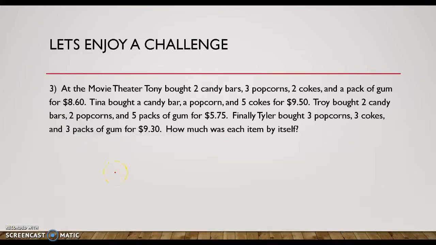So it says that Tony bought 2. I'm going to let the candy bars be X, the popcorn be Y, the Cokes be Z, and packs of gum, I'll let that be W. So this is out of order, but that's okay. We're going to have 2 X's for what Tony bought, plus 3 popcorns, so 3 Y's, plus he bought 2 Cokes, that's 2 Z's, plus a pack of gum, so that's plus a W. And he bought all of that for $8.60.